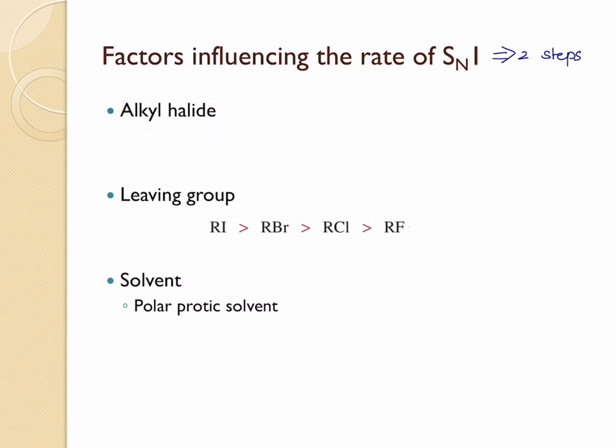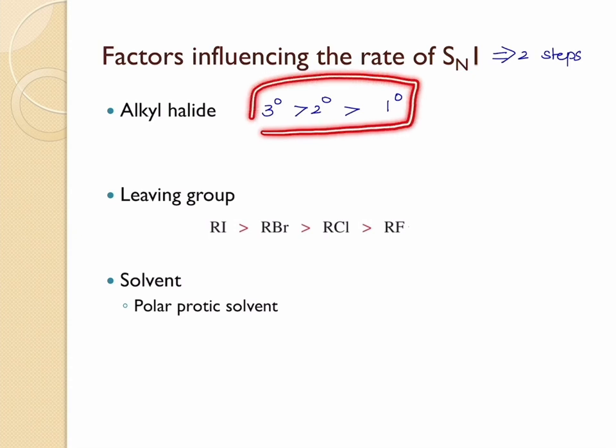In general, the tertiary alkyl halides are more reactive in an SN1 reaction compared to the secondary and primary. Why? Because the tertiary alkyl halides will form the more stable carbocation. The tertiary carbocations are more stable compared to the secondary and primary, and therefore tertiary alkyl halides react much faster in an SN1 reaction. And this order here is exactly opposite to that of what we have seen in SN2 reaction.